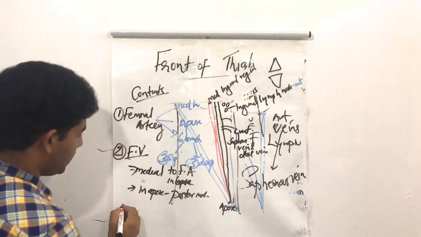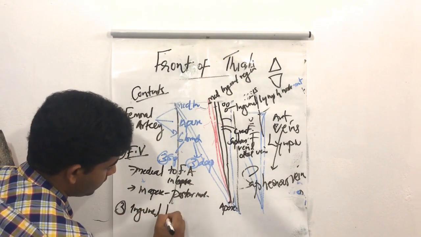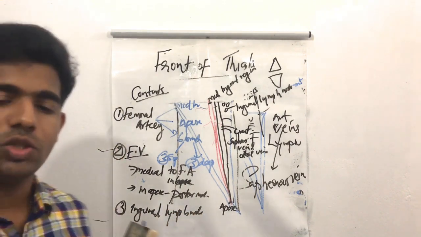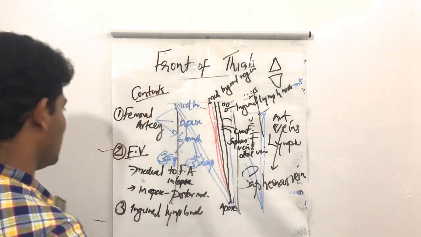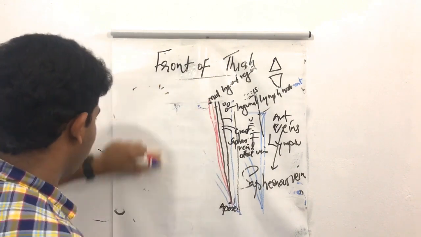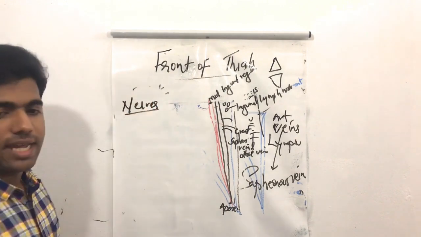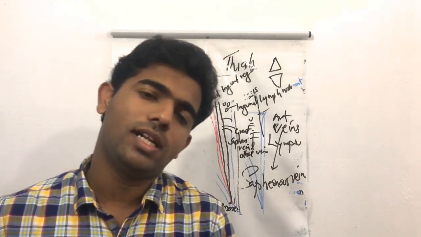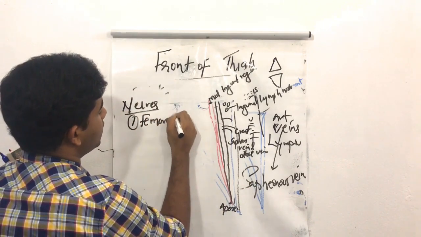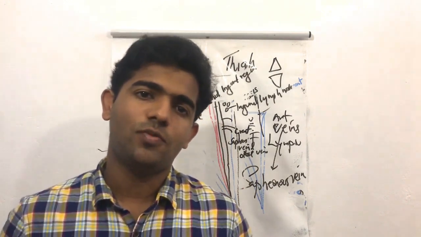So the contents are femoral artery, femoral vein, inguinal lymph nodes. Clear? And finally you will have another content, that is the nerve. Yes, femoral artery, femoral vein, inguinal lymph nodes, and the nerves. What are the nerves that are the contents of the femoral triangle? The first nerve is the femoral nerve.